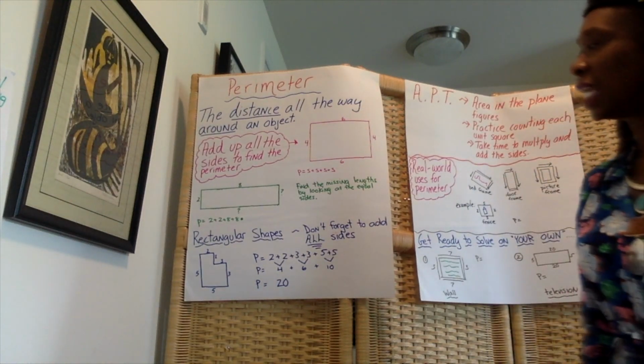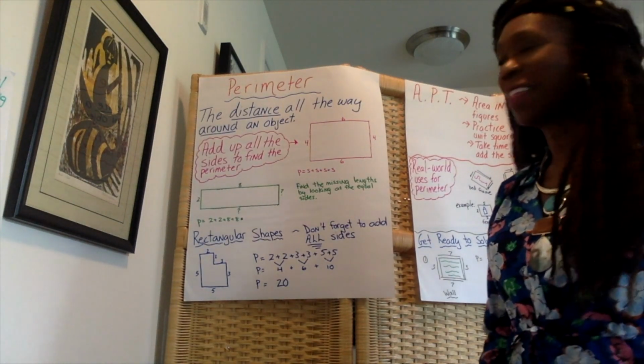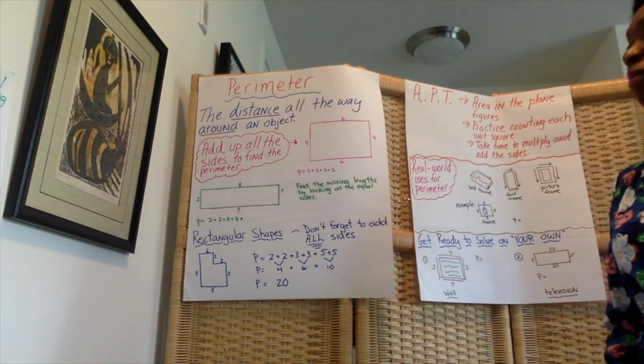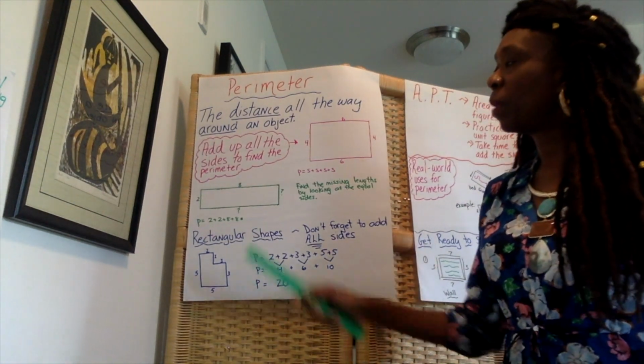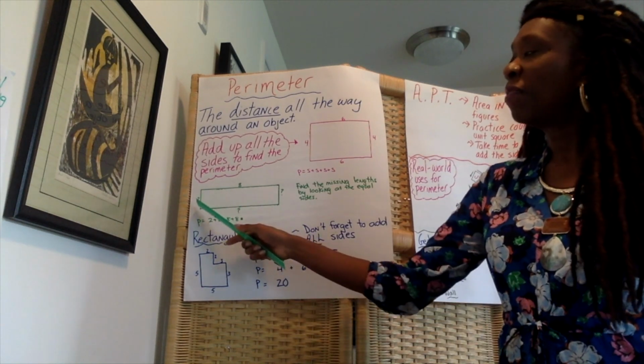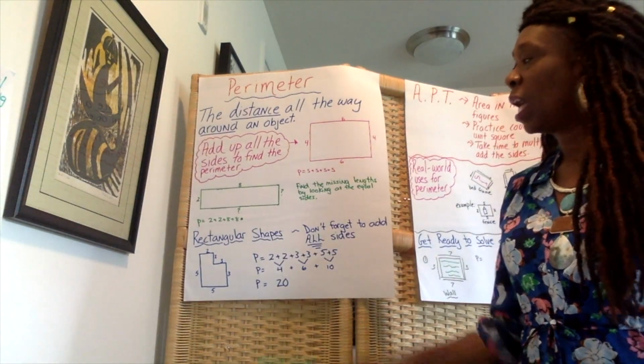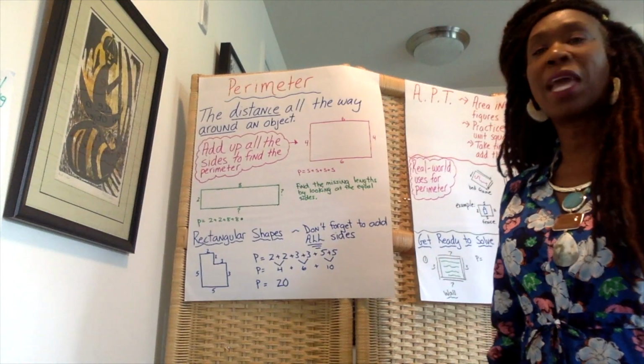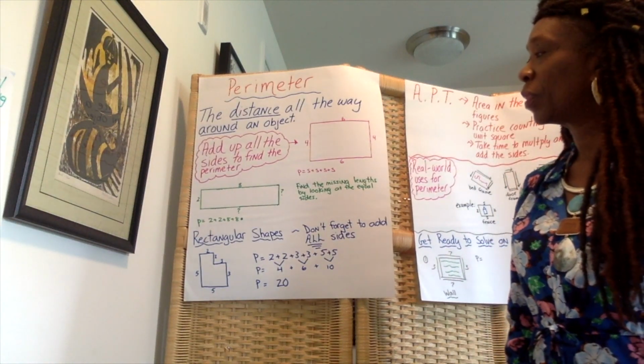Find the missing lengths by looking at the equal sides. So up top we have an 8. At the bottom we have a question mark. On the left-hand side we have a 2. And on the right-hand side we have a question mark.